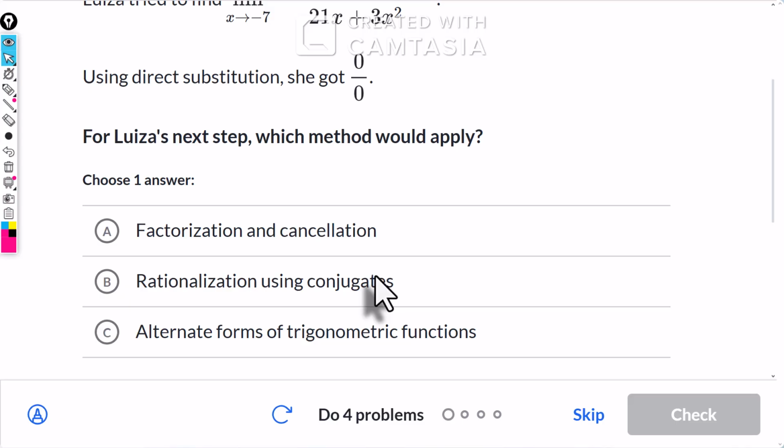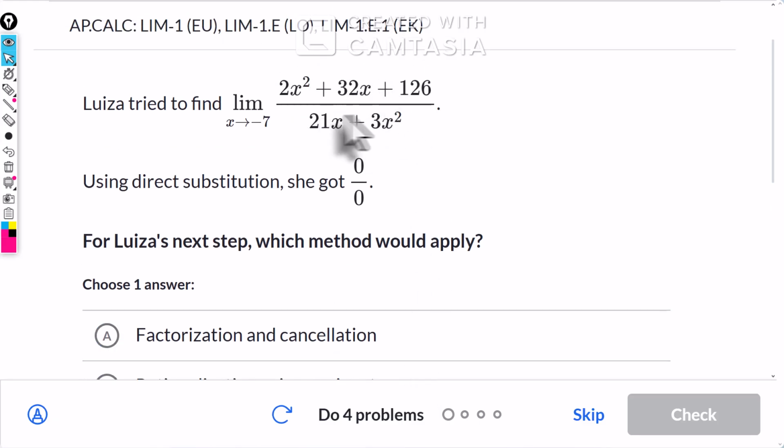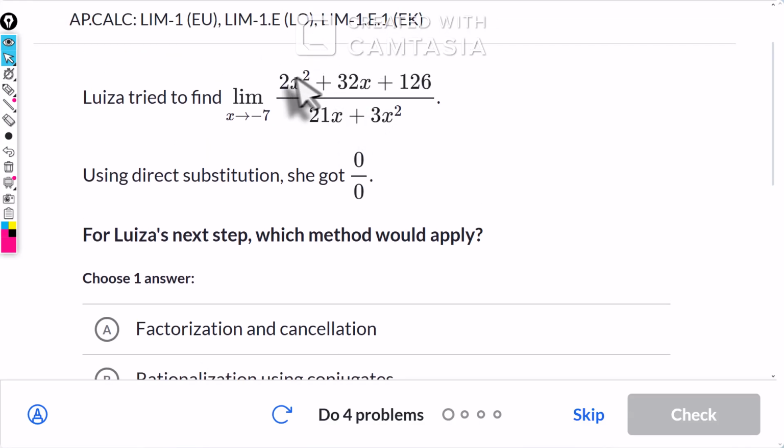So all of these multiple choices are the same. It's either going to be factor and cancel, using rationalization, using conjugates, in other words, conjugate multiplication, or alternate forms of trig functions. So we can see here, we don't have a trig function. This is not going to be done by conjugates. It's clearly a factoring. I can tell by looking at it, it's something you would factor. Pretty simple.